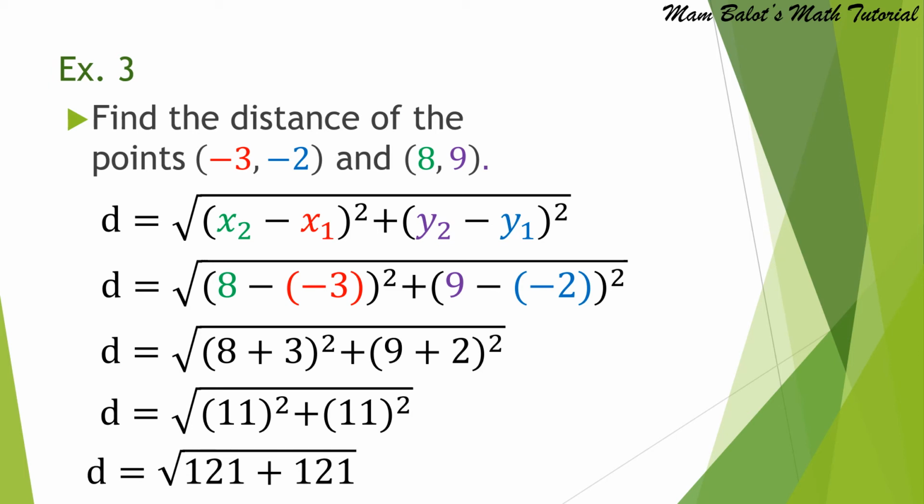So we have 121 plus 121, which is now equal to 242. And the square root of 242 can be simplified as 11 square root of 2. So the distance between these 2 points is 11 square root of 2.